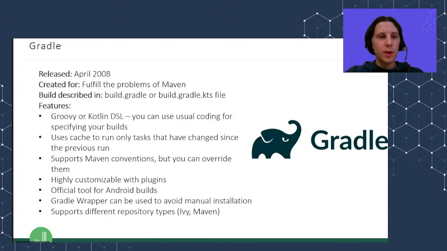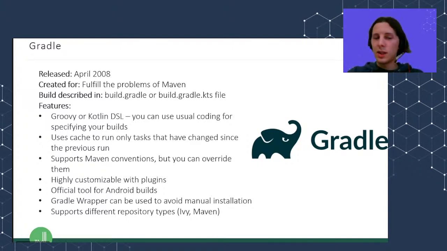Okay, let's talk about Gradle. It was released in April 2008, so it's 14 years old, a pretty old tool too, and it was created to fix the problems of Maven. Each new tool fixes the problems of the previous tool. The build is described, as you can see, in a build.gradle or build.gradle.kts file, depending on the language that you choose. It's either Groovy or Kotlin. And finally, it's not an XML document.